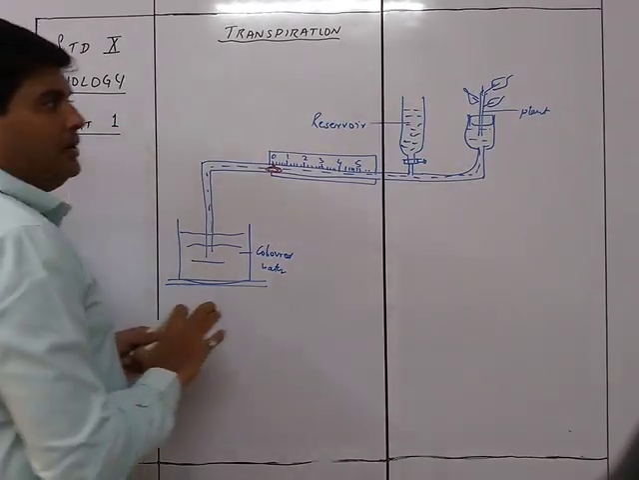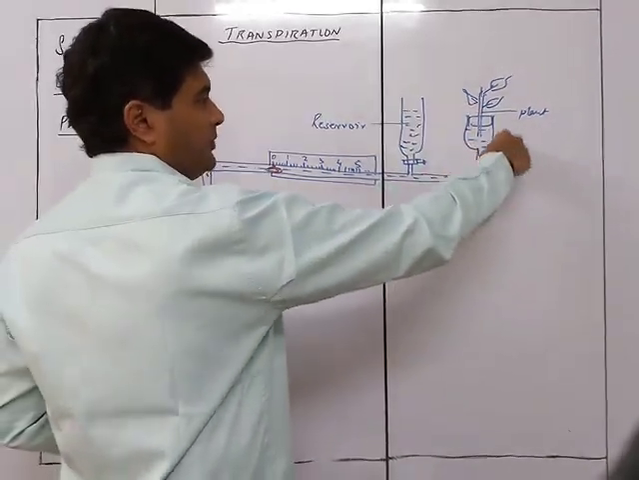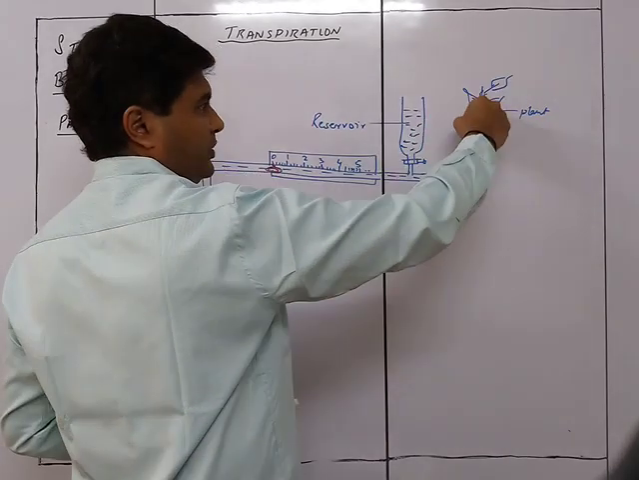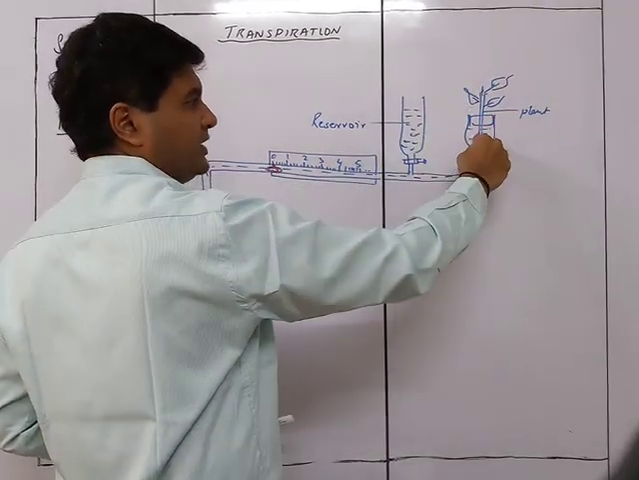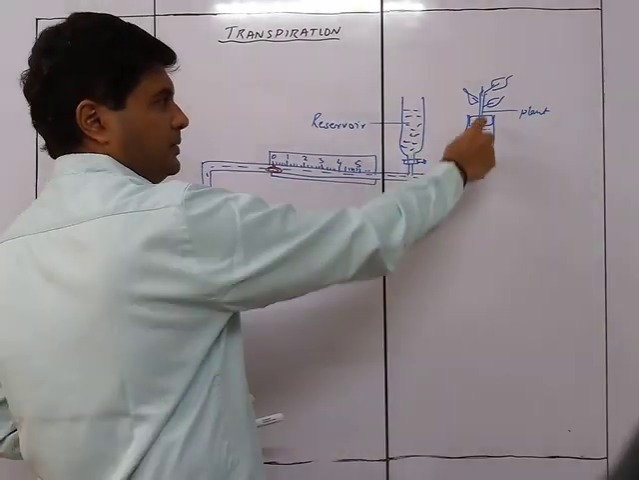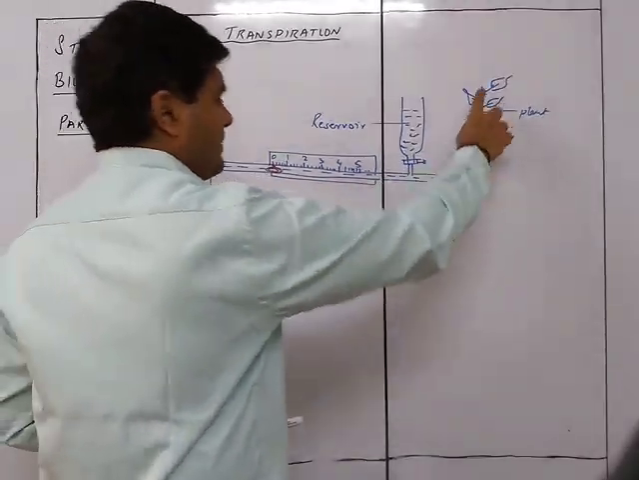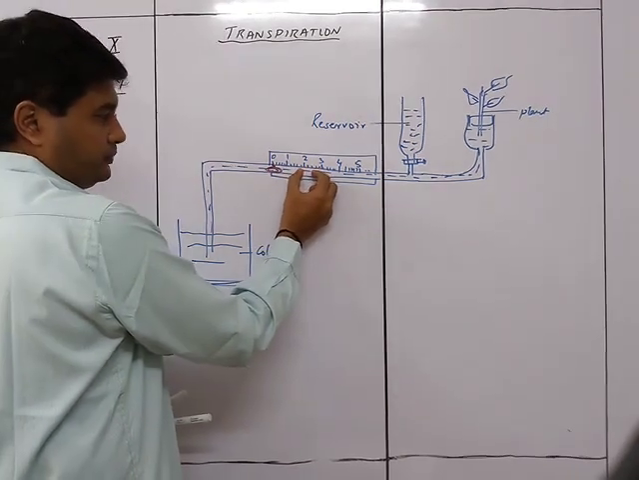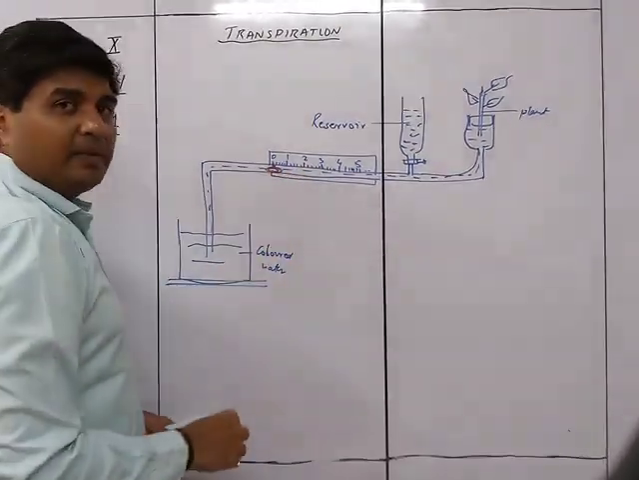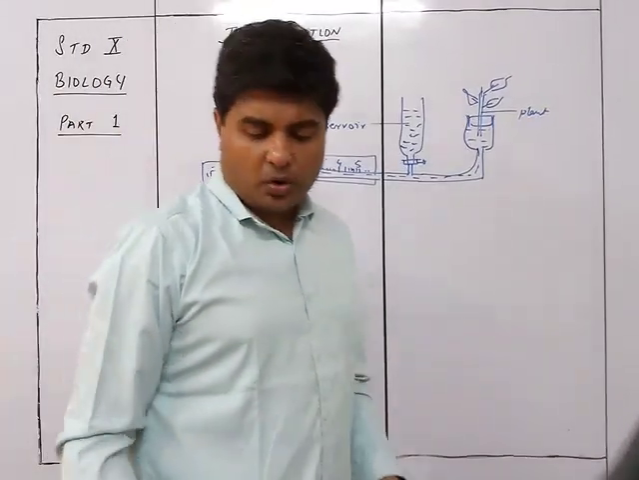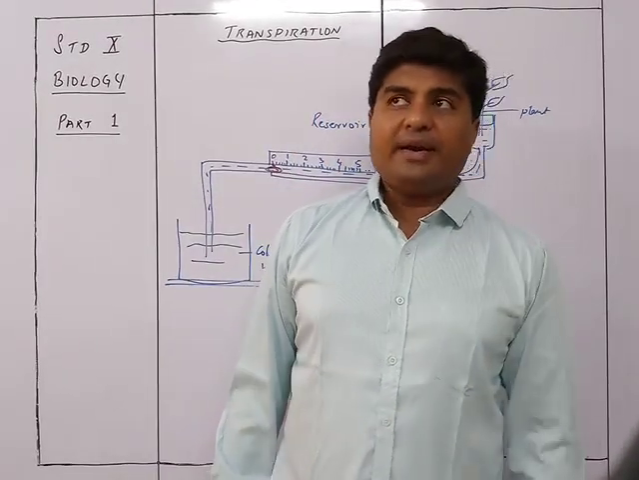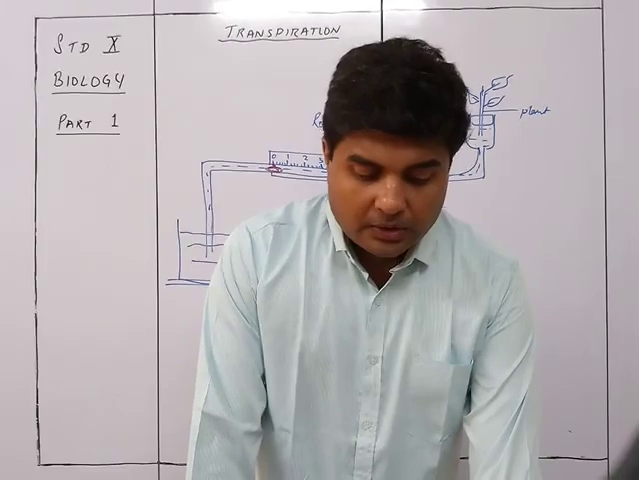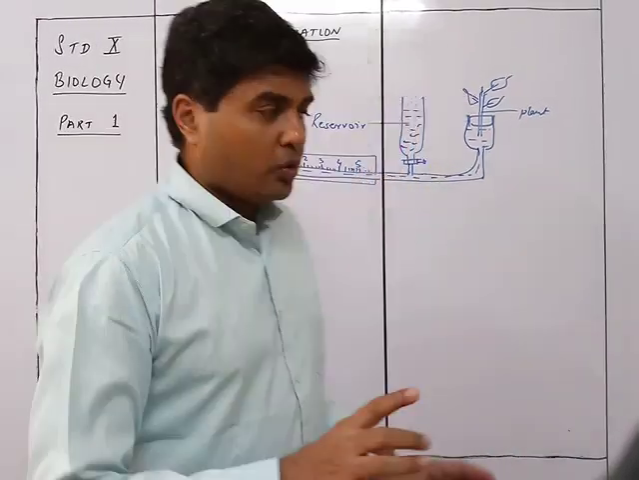Now what is going to happen? The plant is going to absorb some water and evaporation takes place. Evaporation gives a suction effect, due to which water is taken in by the plant. When this happens, the air bubble shifts. The shift in the air bubble is the rate at which water is taken in by the plant, which is also taken as the rate of transpiration. I'll go through the whole experiment again.